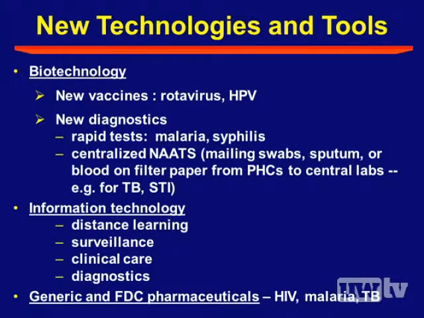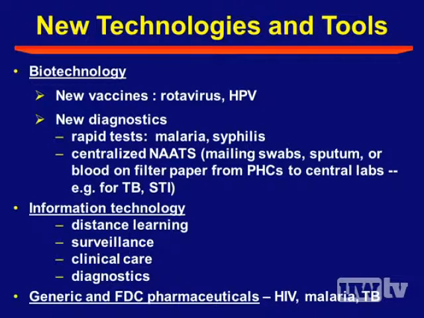In terms of new diagnostics, we have rapid tests now for malaria and syphilis. And I'm going to talk tomorrow about centralized nucleic acid amplification tests that involve mailing of specimens, swabs for example, or sputum or blood on filter paper, from primary health care clinics in the field to central labs, for diseases that don't need to be treated instantly, like tuberculosis, for example, where you can wait for a couple of days to get the results back by email.